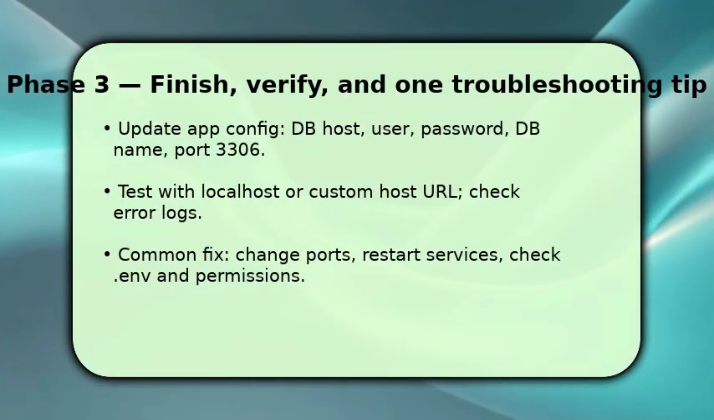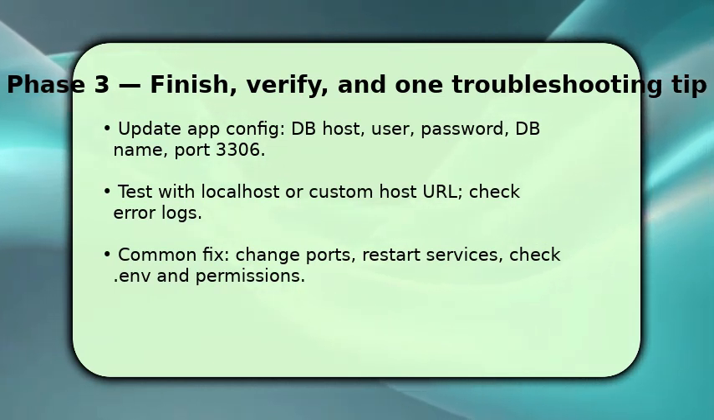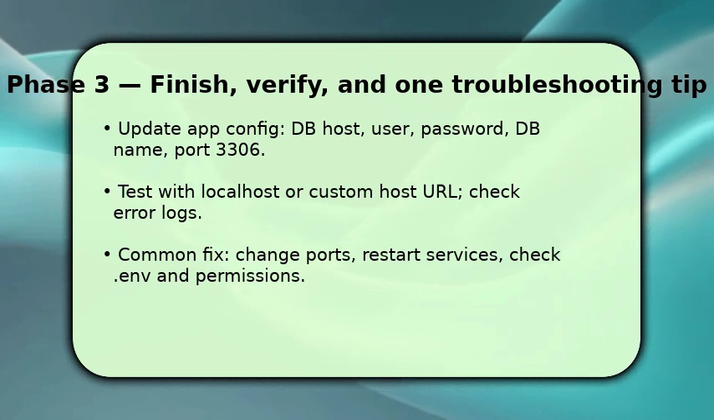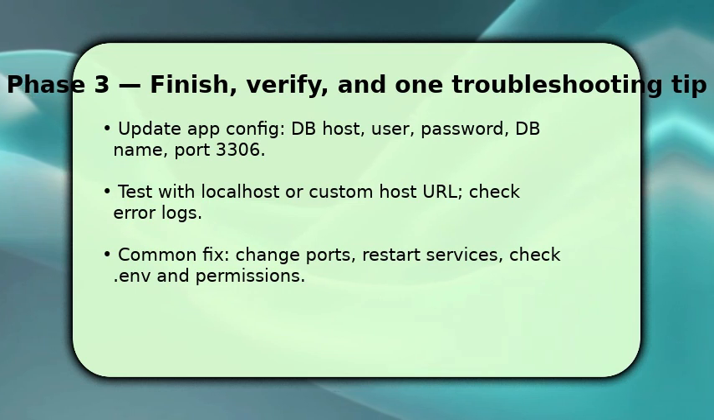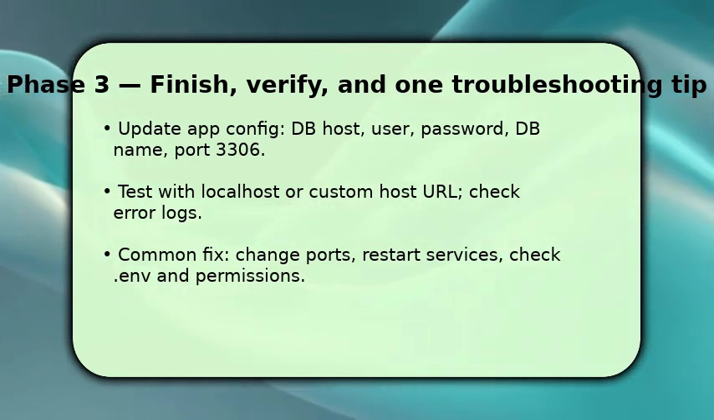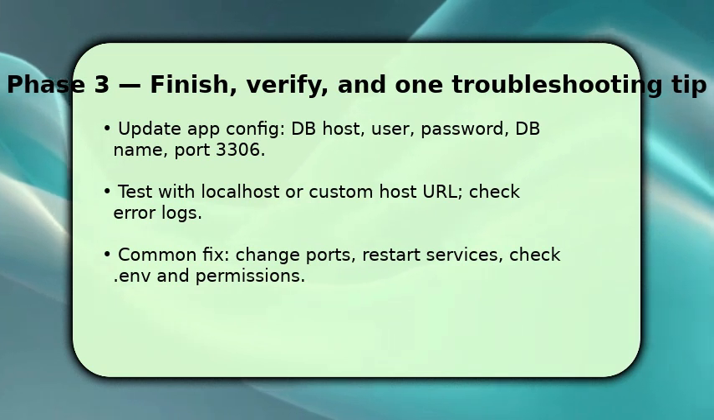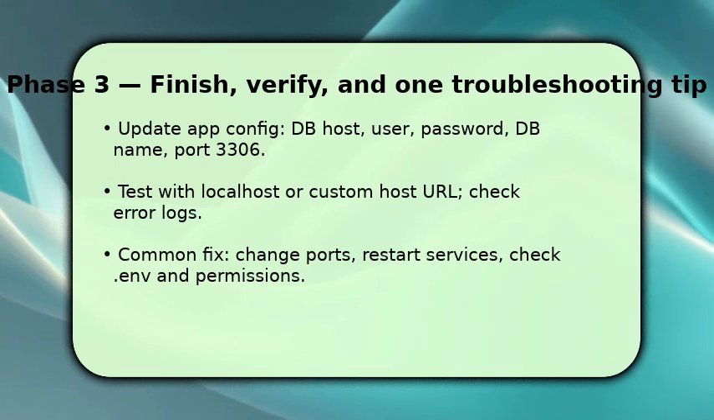You now wire your application to XAMPP. Update the config or env with DB host, localhost or 127.0.0.1, user, password, database name, and port 3306. Test the connection in a browser or with a simple script. Make sure to clear caches and restart services if results are stale.